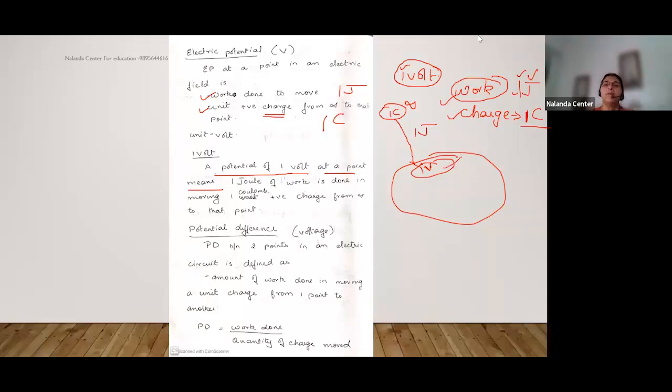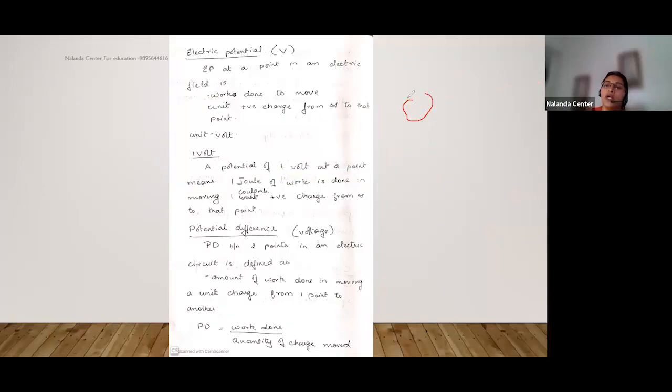Okay. Now coming to potential difference. What is potential difference? Now we are going to consider 2 points. The potential difference is the difference of potential between 2 points, that is between these 2 points, in simple words. Otherwise, what can you say?